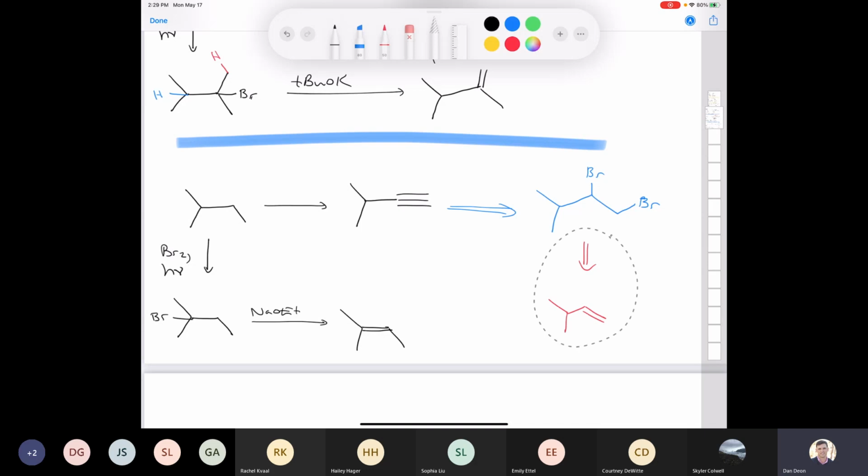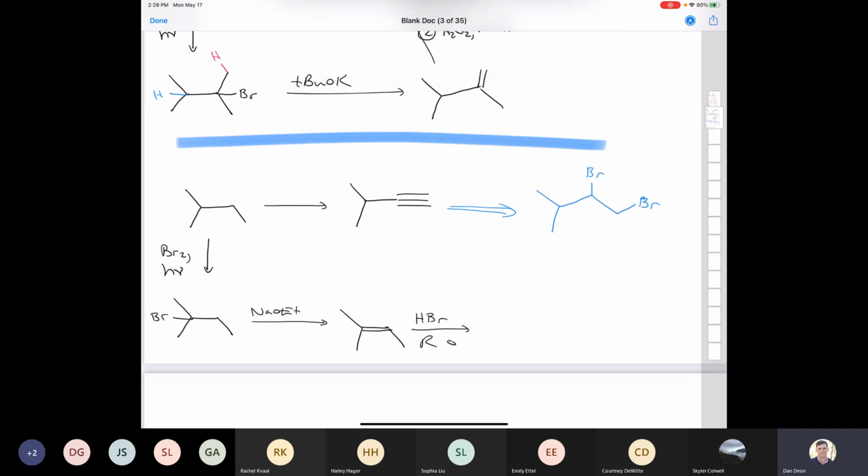Let me show you why. If I take that starting alkene, or this one that I have here, and I do an anti-Markovnikov addition of HBr, I end up with this molecule.